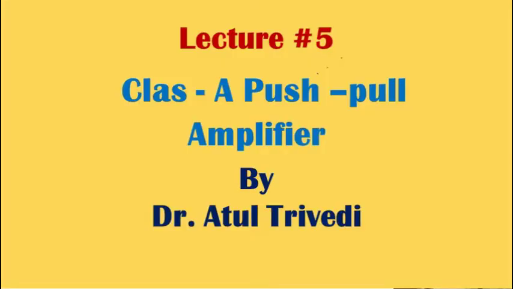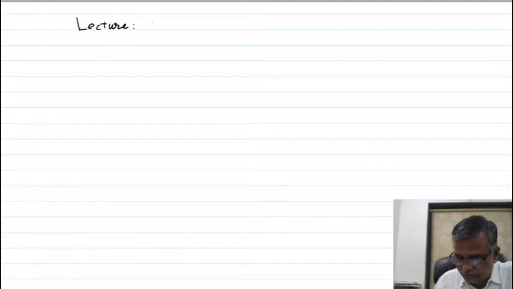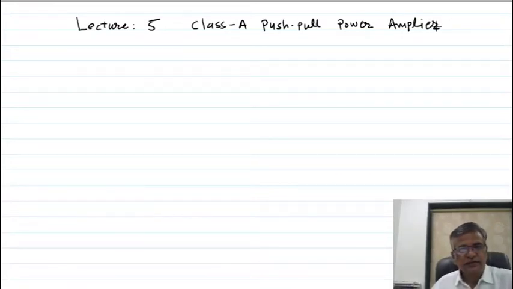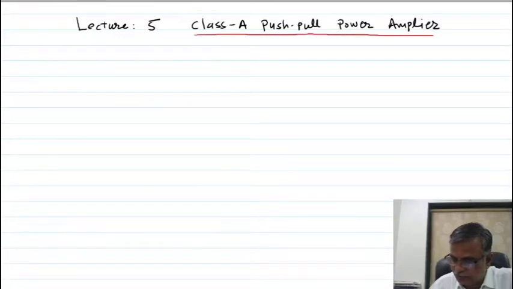Dear student, I am starting your lecture number 5 on a power amplifier. Today I will discuss your class A push-pull power amplifier. Power amplifier. This is today's topic: class A push-pull power amplifier.